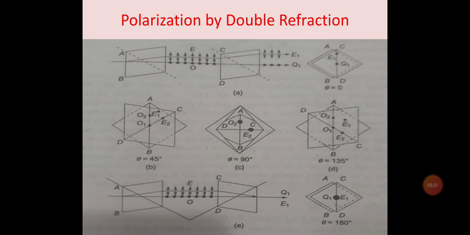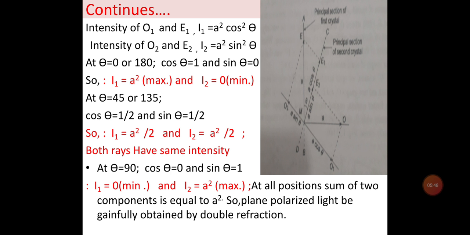Now if we want to explain how the intensity of O1 and E1 was maximum in the first case, then decreased on rotation, and then again became maximum, how is it happening? In order to explain this, we will go to the next slide. You can see here in the picture that I have taken AB and CD.